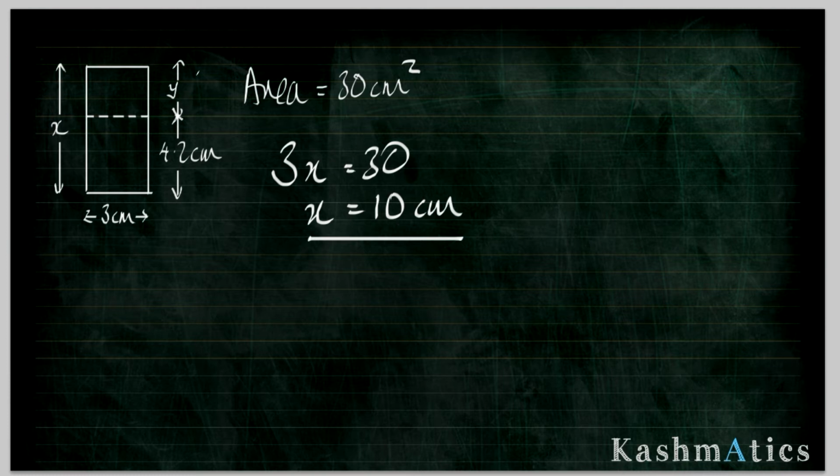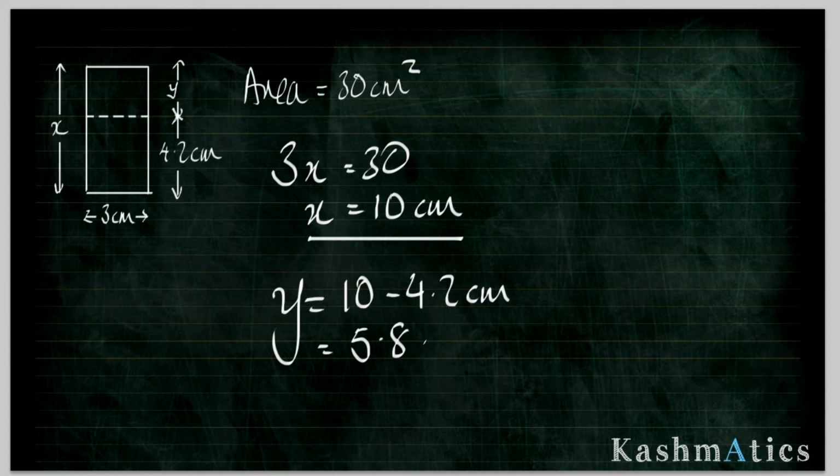And then we're told the total height of this. Well, we know it's 10 centimeters, but it's made up of y and it's made up of 4.2. So if you know this part is 4.2, you just take it away from 10 to work out what y is. So y is equal to 10 take away 4.2 centimeters. And 10 take away 4.2 is 5.8 centimeters. And that's the value of y. Okay, so that's that first question done. Nice and easy. Let's go on to the second one.